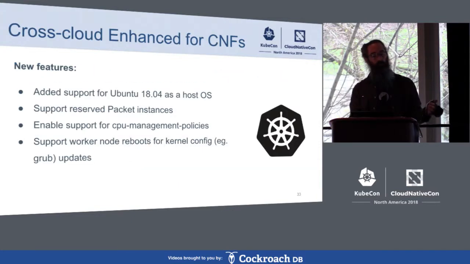So here's some of the features that we've added to CrossCloud. It was using CoreOS as the base host OS. Now we have support for CoreOS and Ubuntu. We can use reserved instances at Packet. It was doing on-demand for everything, AWS, wherever. So for Packet, you can use both the on-demand as well as reserved instances, which may be configured differently.